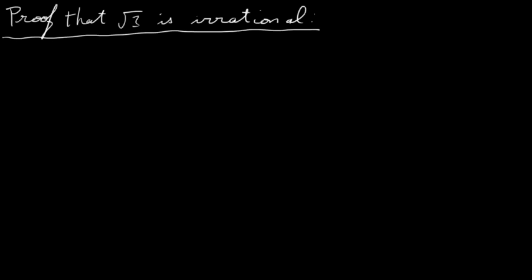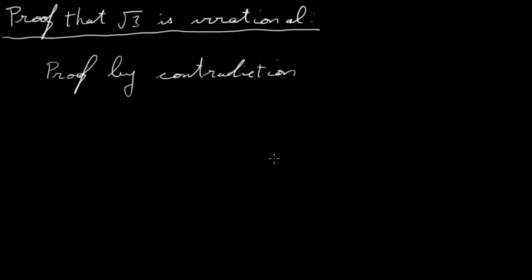Okay, so in this video I'm going to prove that the square root of 3 is an irrational number. And I'm going to do that using a type of proof called a proof by contradiction. So we're going to use a proof by contradiction.